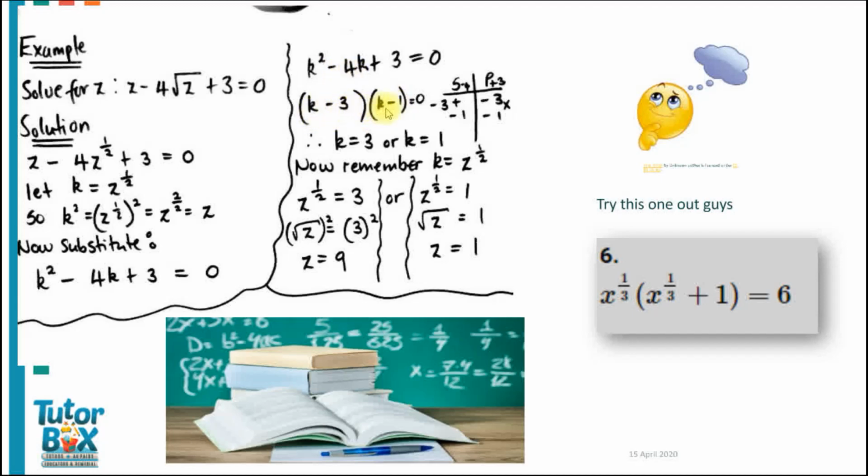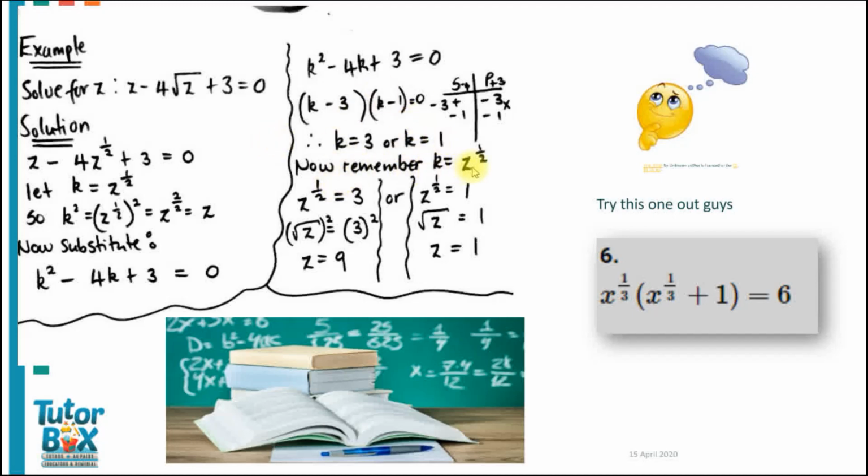So k minus 3 times k minus 1 is equal to 0. Therefore, k minus 3 is equal to 0, so k is 3, or k minus 1 is equal to 0, so k is 1. Right. I just did a sum and product here, in case some of you have forgotten. Now you can't leave it here, guys, because they asked you to solve for z, not for k.